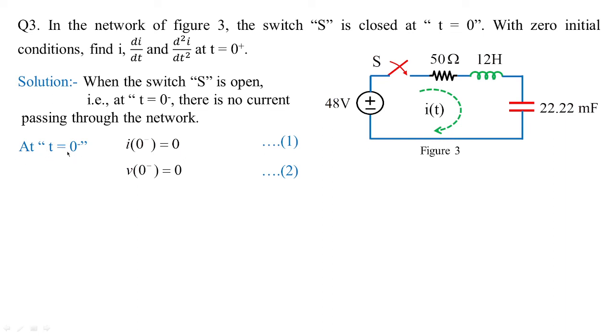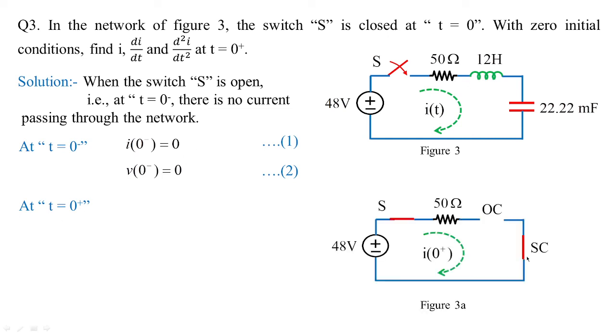So at t equal to 0 minus, you have current as 0 and voltage as 0. Both are before-switching conditions. So equations 1 and 2 are treated like this. And we know that the inductor current cannot change instantaneously and the voltage across the capacitor cannot change instantaneously. So at t equal to 0 plus also, the circuit behaves as an open circuit for the inductor and a short circuit for the capacitor.